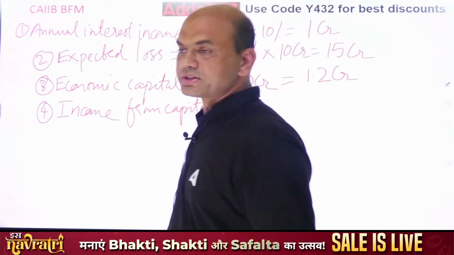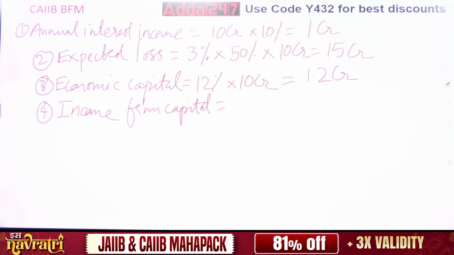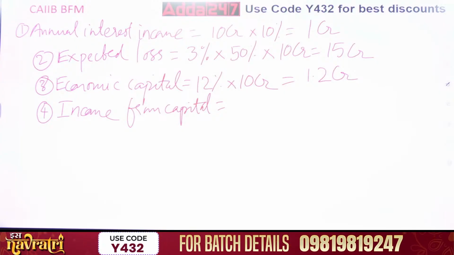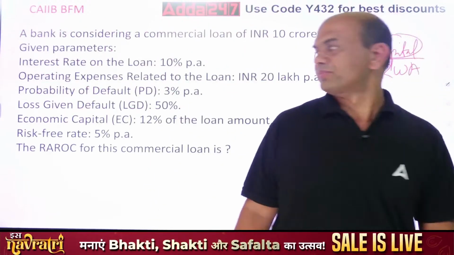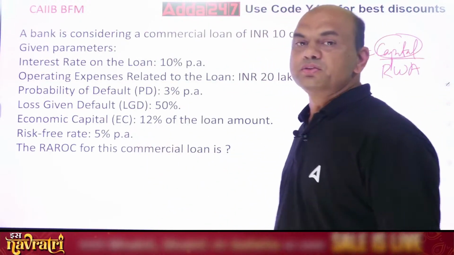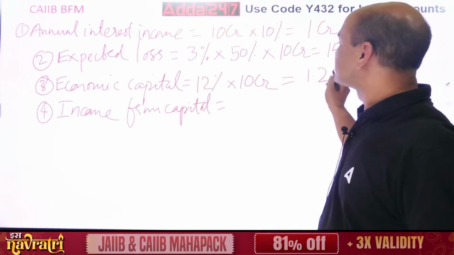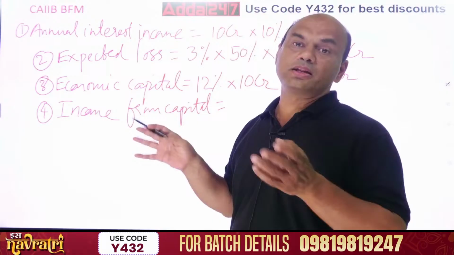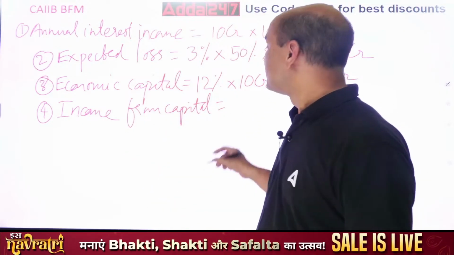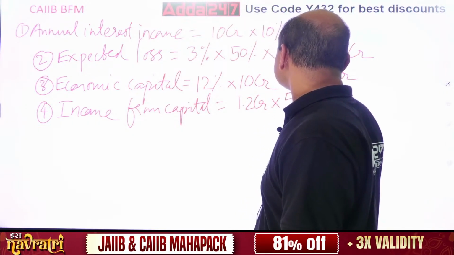Economic capital is 1.2 CR. You have to multiply this economic capital by the risk-free rate. The FD rate was given, na? 5%. So if I keep this capital of 1.2 CR in FD instead of giving it as a loan, then what is the income I will be getting? That is equal to 1.2 CR into 5%.